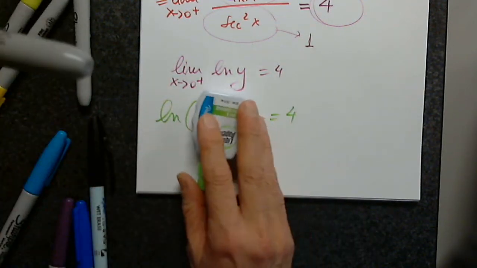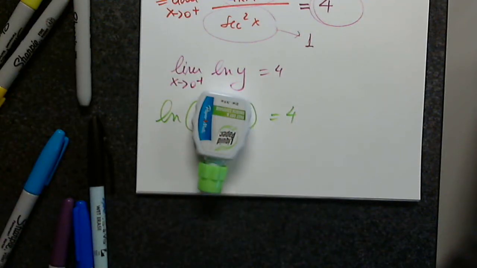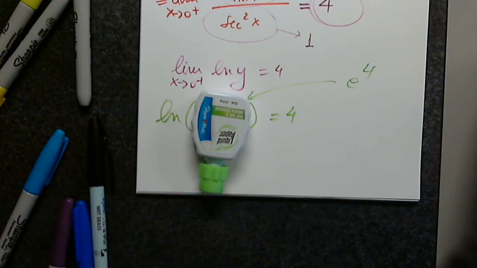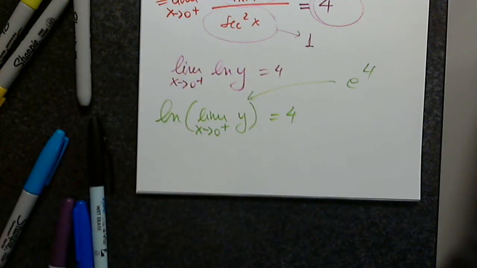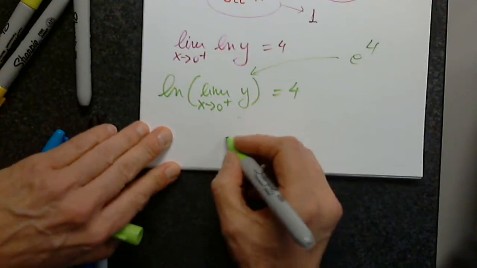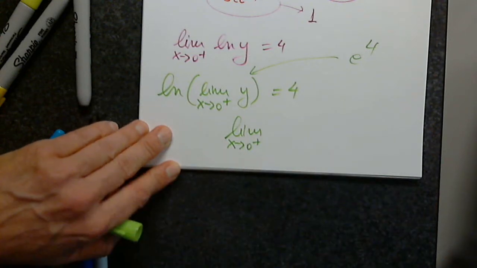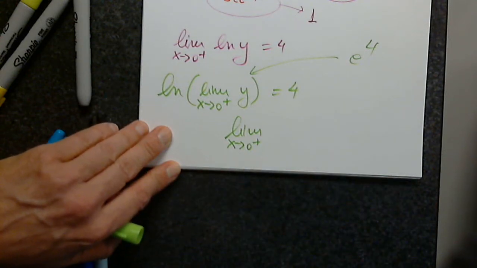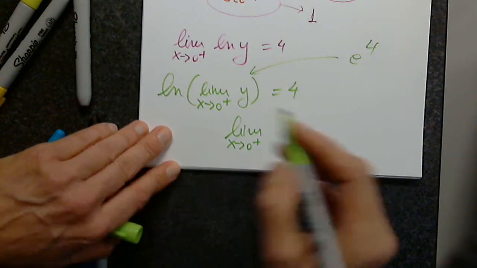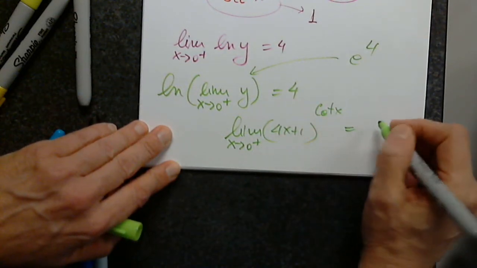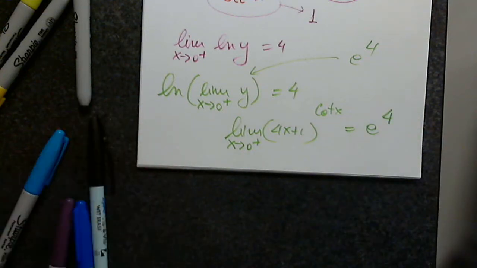Now I have to think deep. Yes, yes, yes, indeed. So we have the answer. Only natural log of e to the 4th will be 4. So that's our final answer, meaning the limit as x approaches 0 from the right. What was it? 10 pages earlier, it was 4x plus 1 raised to cotangent x, and it happens to be e to the 4th.